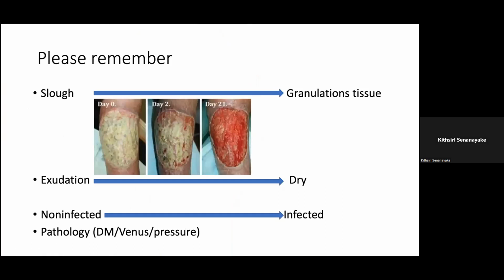So please remember again that if you want to use a wound care product, please think about the slough to granulation tissue ratio, the amount of exudation, and whether the wound is infected or not. And the fourth thing is whether this is a special type of wound, like a diabetic or venous ulcer.